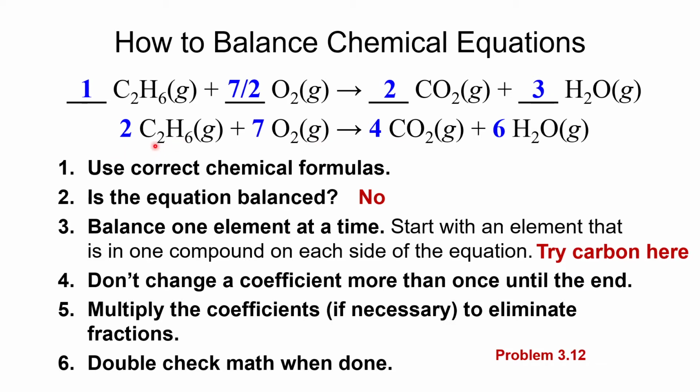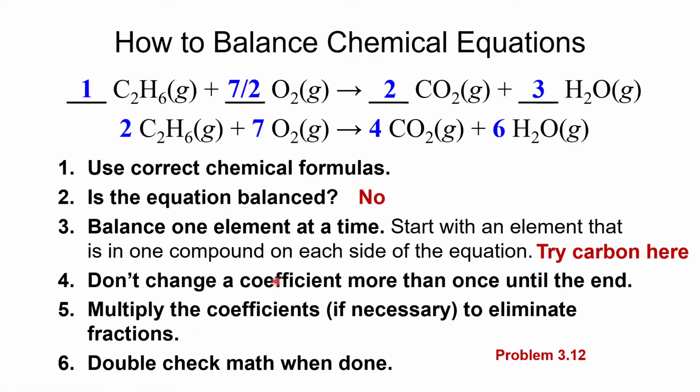And the way I recommend checking it is just start with the elements and work your way from left to right. So we're going to start with carbon. 2 times 2 is 4. 4 times 1 is 4. Carbon is balanced. Hydrogen, 2 times 6 is 12. 6 times 2, also 12. So hydrogen is balanced. 7 times 2 is 14. 4 times 2 is 8. 6 times 1 is 6. 8 plus 6 is also 14. So that is balanced.